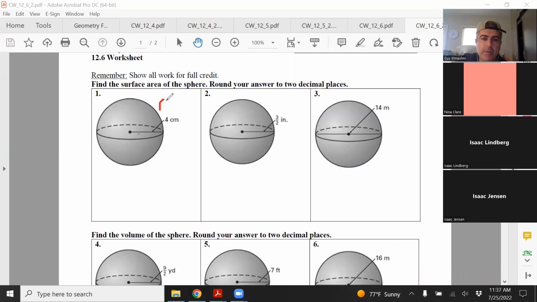And remember, this is a radius. That's a diameter. That's a radius. That's a radius. That's a diameter. Remember, surface area is 4 pi r squared. Volume is 4/3 pi r cubed.